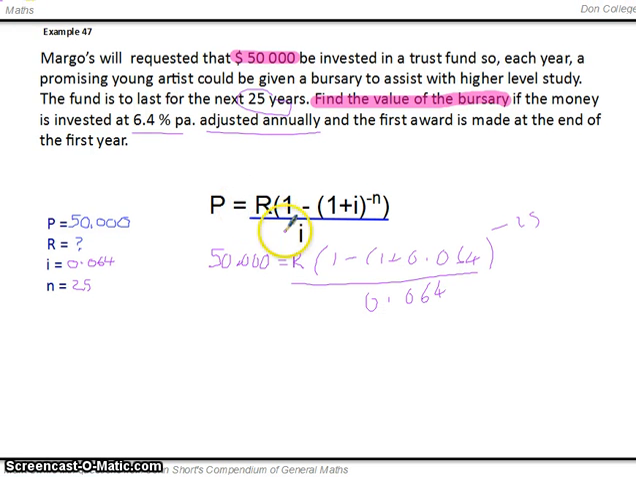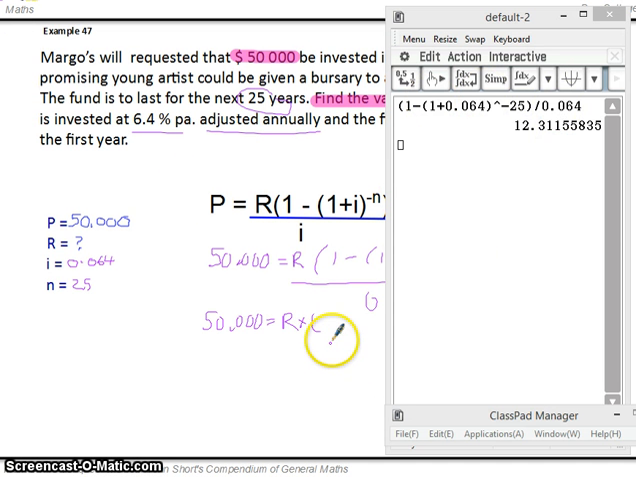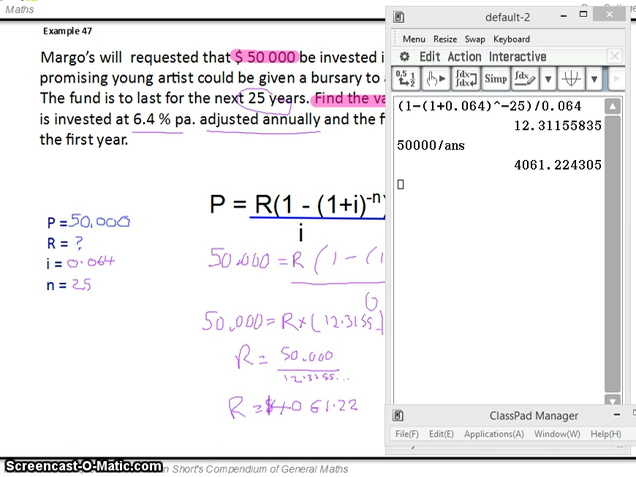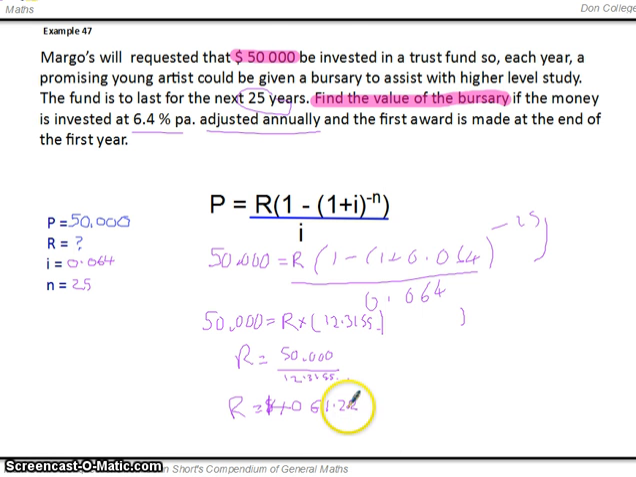So we get 50,000 equals R times 1 minus 1 plus 0.064 to the minus 25, divided by 0.064. If you calculate that part, it comes out at 12.31155. And then we get R is equal to 50,000 divided by that. And you can see we get $4,061.22, to the nearest cent.